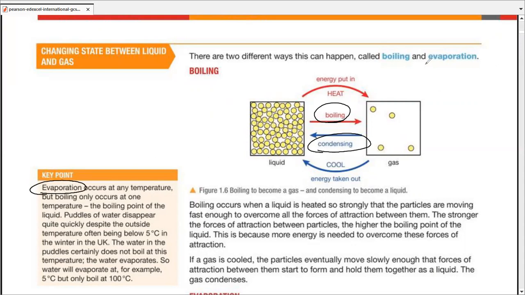Do you understand the difference between boiling and evaporation? Yeah. So what's the difference? Boiling is like when it goes from liquid to gas. And then isn't condensing evaporation as well? No, actually condensing and evaporation are two opposite processes.